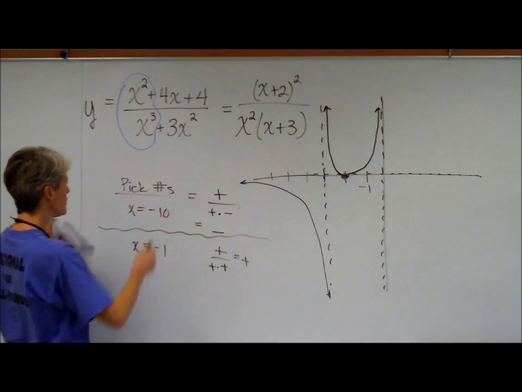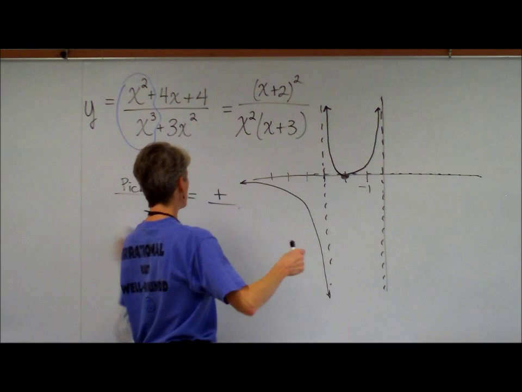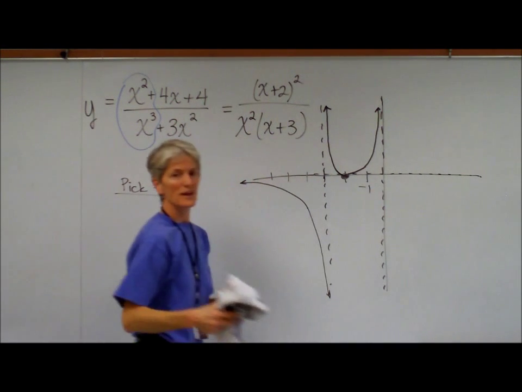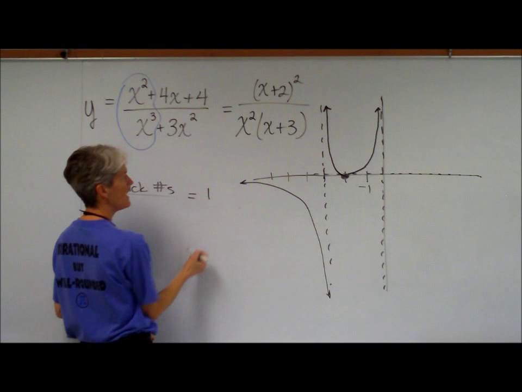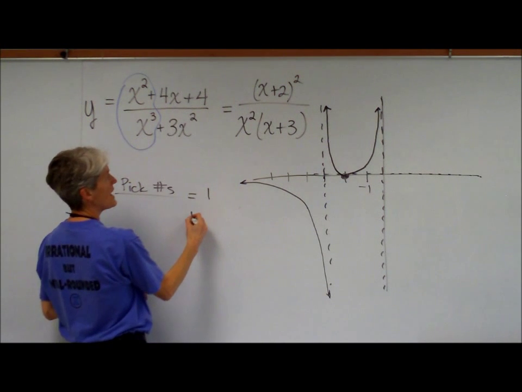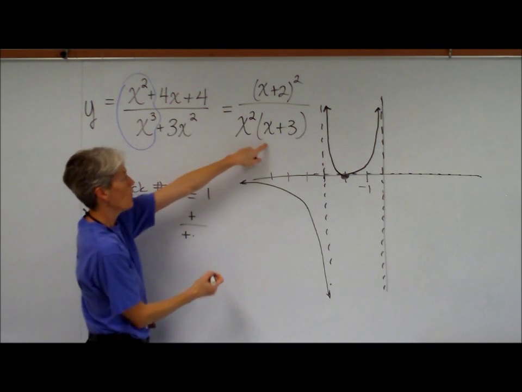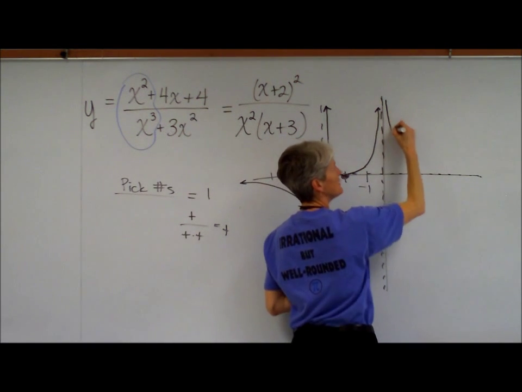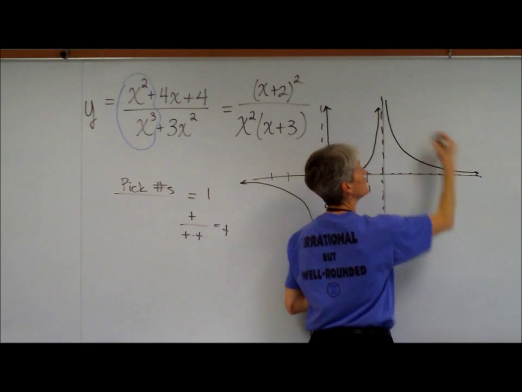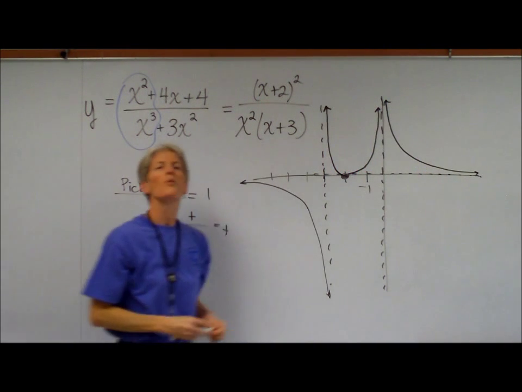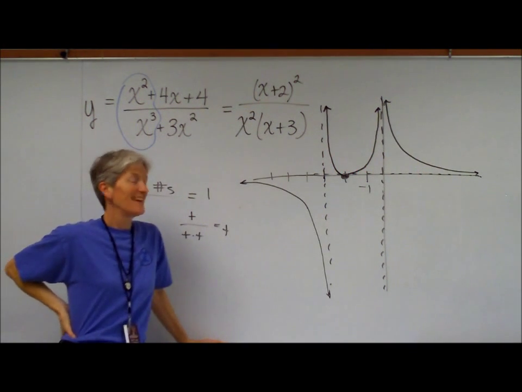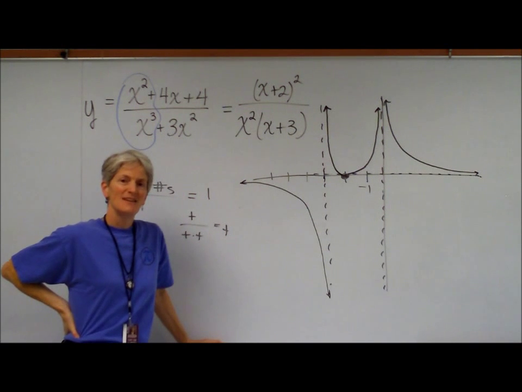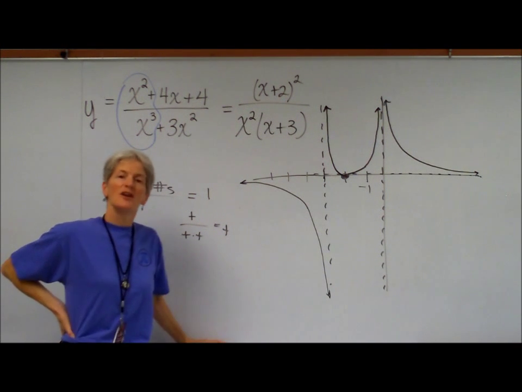All right, and we have one more zone to go very quickly here. Give me a number over here. Let's pick 1. Okay, so I have something positive on the top, 1 squared, 1 plus 3, positive. We're in the positive zone again. And once you do enough of these, you can figure out what they look like. That's a funny looking one, but that happens sometimes.